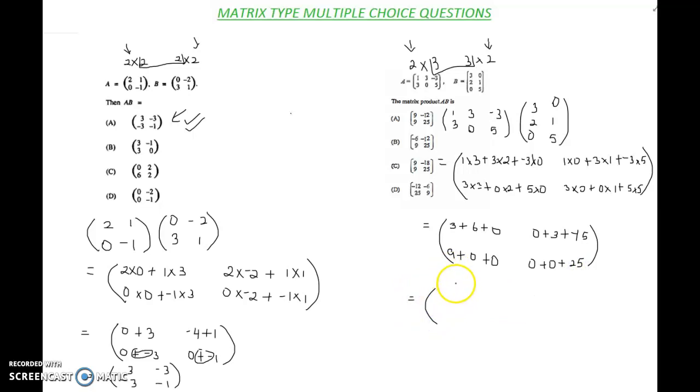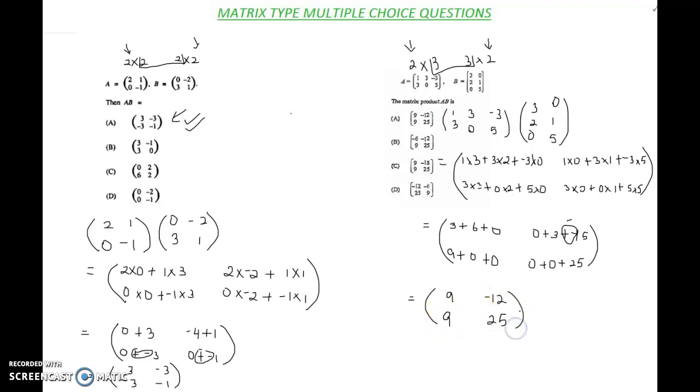So we're going to get 3 plus 6 plus 0, that's going to give me 9. And now here, a positive and a negative will give me a negative. So this is really 3 take away 15. So 3 take away 15 is going to give me -12. Remember the 0, when you add or subtract the 0, it's unchanged, right? 9 plus 0 plus 0, that's just 9. And then here we get 25.